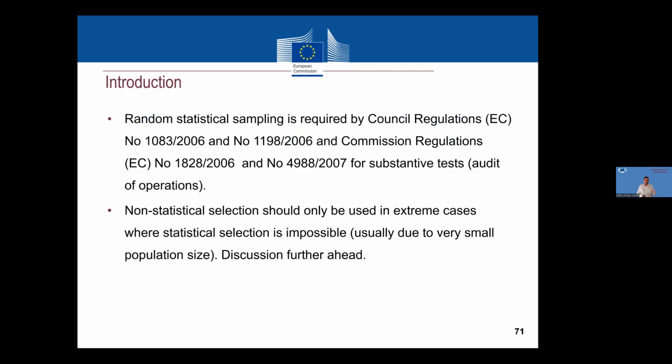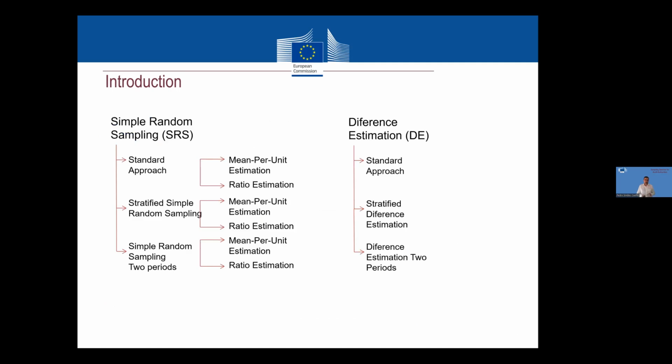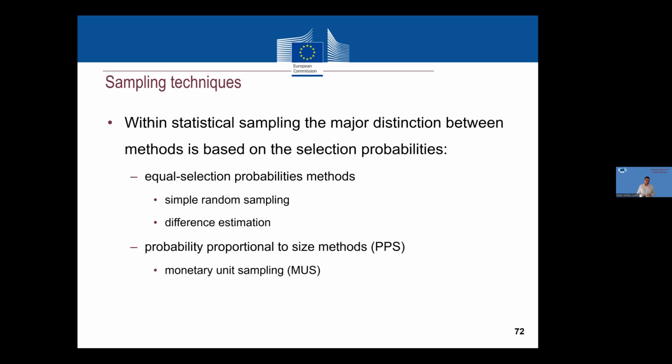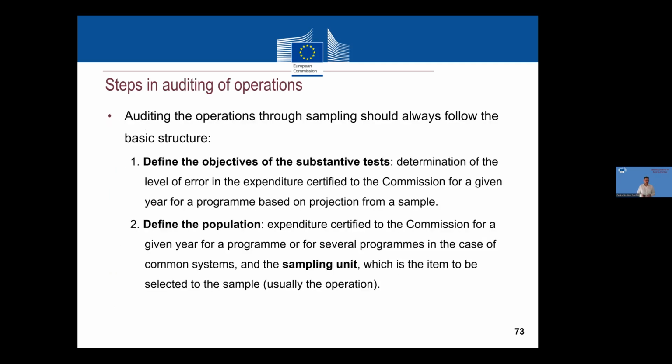The next couple of slides are a summary of what you can find in the guidance note on sampling. I will skip that and remind you that for the remainder of the afternoon, we are going to focus on statistical sampling, but also talk a little bit about non-statistical sampling. Within statistical sampling, we will focus on simple random sampling and multi-unit sampling.